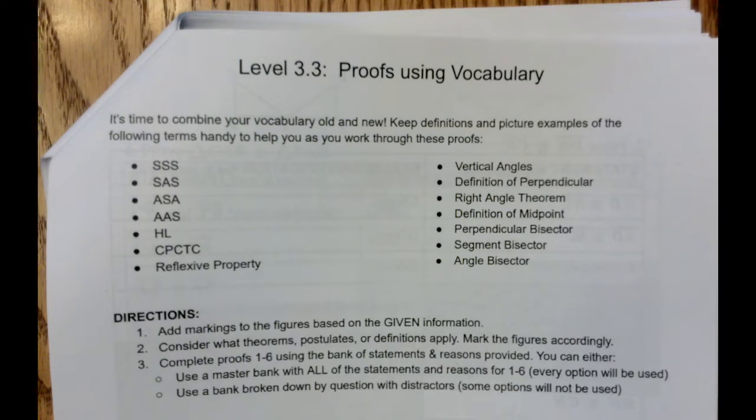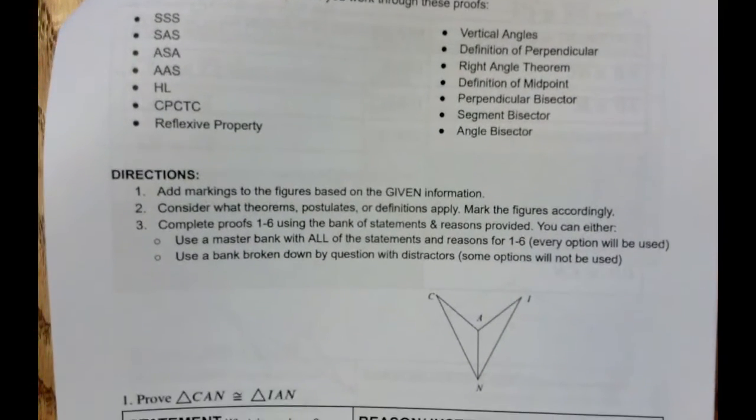through these proofs. And we've got some of our reasons: side-side-side, side-angle-side, angle-side-angle, angle-angle-side, hypotenuse-leg, CPCTC, which stands for corresponding parts of congruent triangles are congruent, the reflexive property, vertical angles, definition of perpendicular, right angle theorem, definition of midpoint, perpendicular bisector, segment bisector, angle bisector. So those are just a reminder of some of our words that we can use to get through these proofs here, and then our directions as a good reminder here.